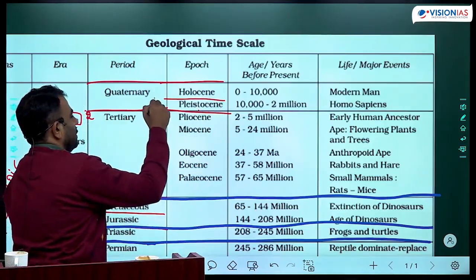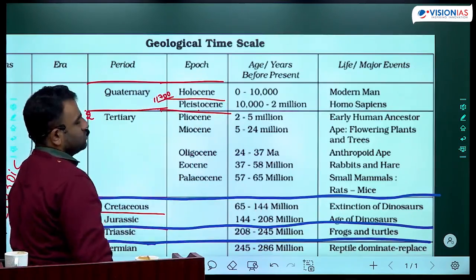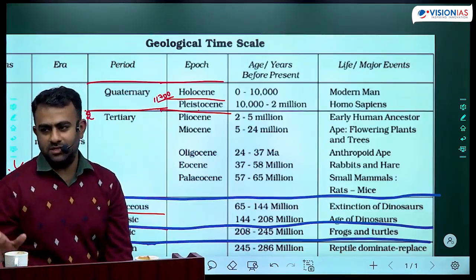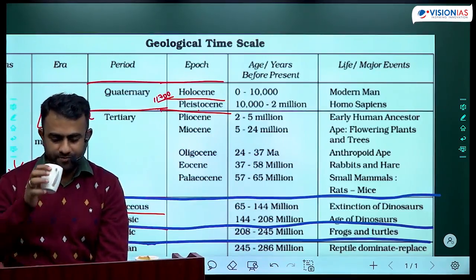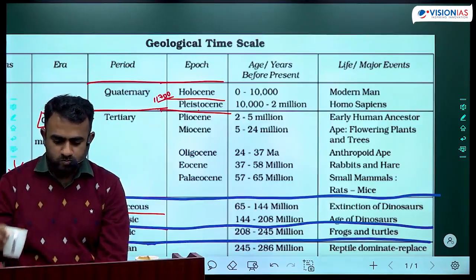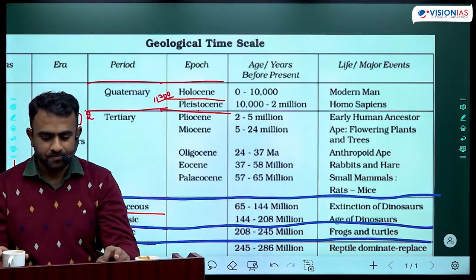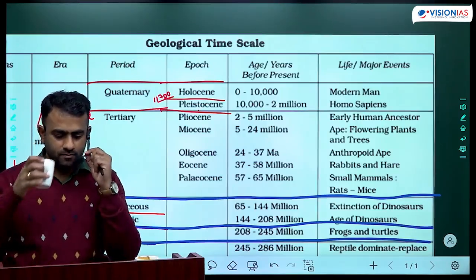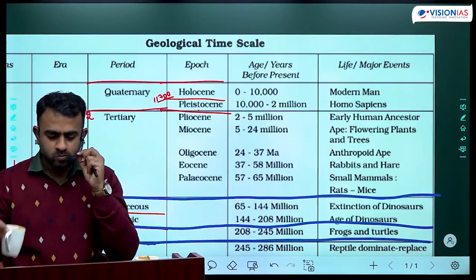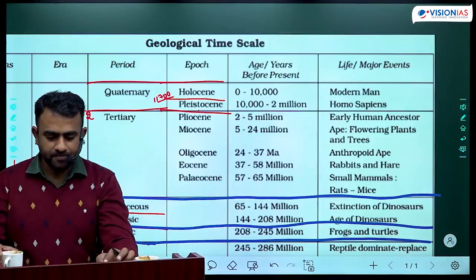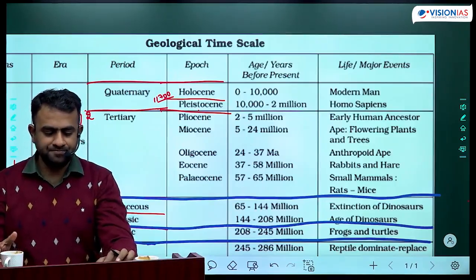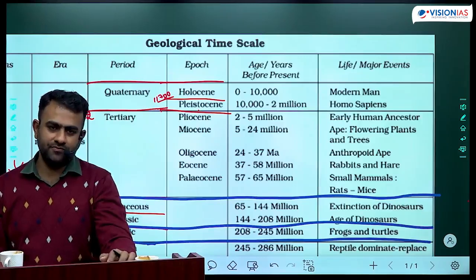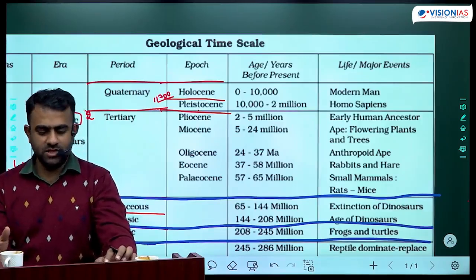From 2 million years to 11,700 years ago is Pleistocene. Pleistocene is when the last ice age happened. The global temperature decreased during Pleistocene. The earth has gone through how many ice ages? 5 ice ages. Pleistocene was the last ice age.